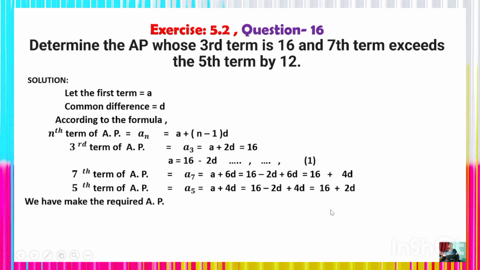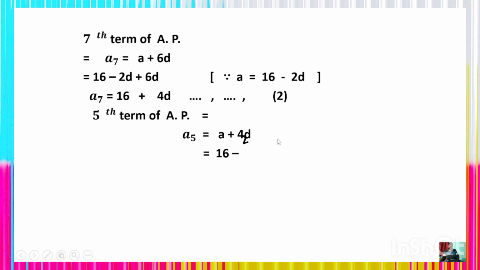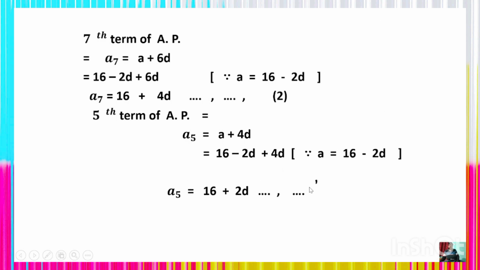So we have to make the required AP, an arithmetic progression. Now the seventh term of the AP is what? A7 is A plus 6D, which is 16 minus 2D plus 6D, and A7 is equal to 16 plus 4D by putting the value of A. Understand? Now similarly, the fifth term of the AP is A5 is equal to A plus 4D, which is 16 minus 2D plus 4D, which is 16 plus 2D, equation number 3, right?